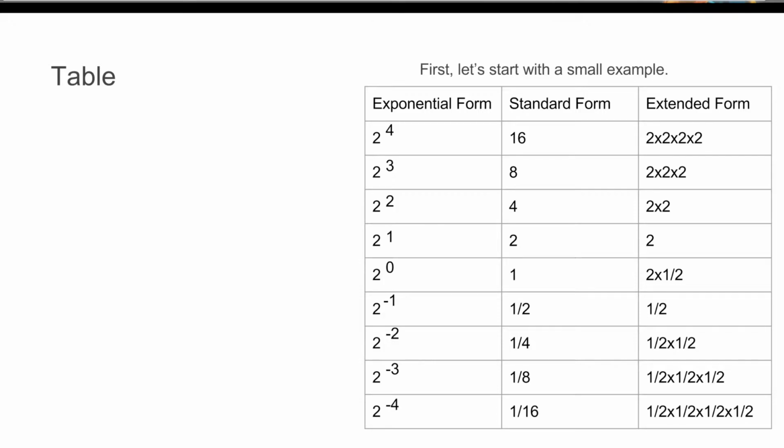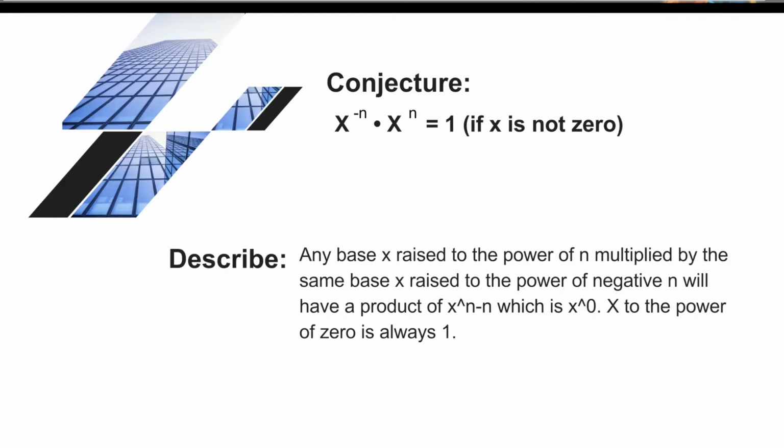The column next to this column is the standard form column, which basically shows the whole number version. So 2 raised to the power of 4 will obviously become 16 because it's 2 multiplied by 2 multiplied by 2 multiplied by 2, which is shown in the extended form next to the standard column, and the rest of the numbers follow.